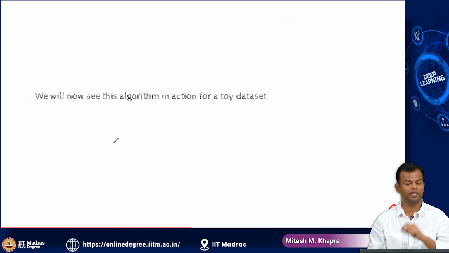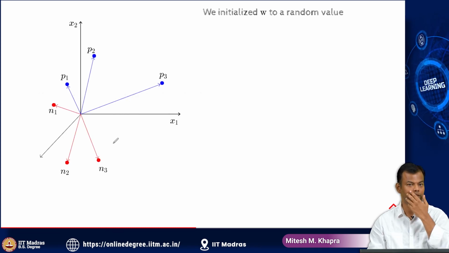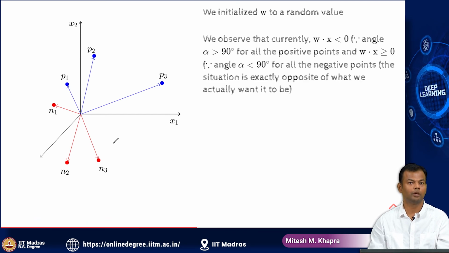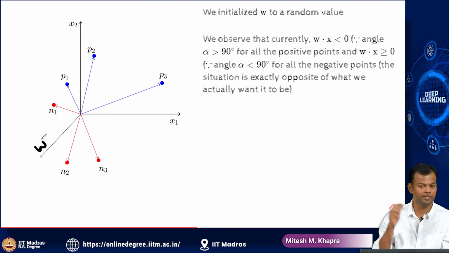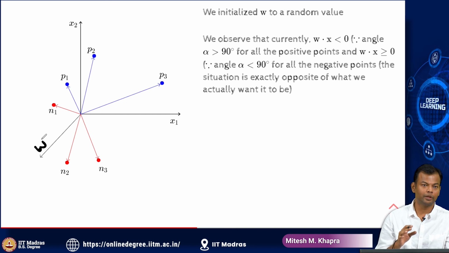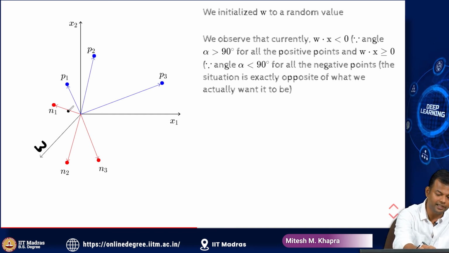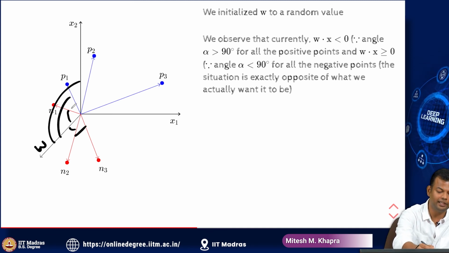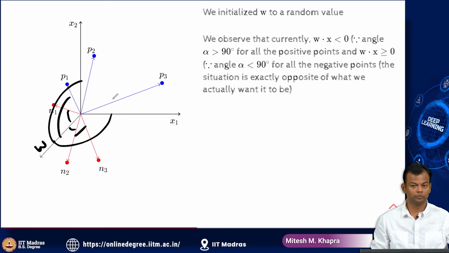So, now let's try to see this algorithm on a toy data set, right? To convince ourselves that the explanation was indeed correct. So, we initialize W to a random value. This is what my W is, I will just initialize it randomly and you will observe that currently my W is exactly opposite of what it should be, right. It has an angle less than 90 degrees with all the negative points and an angle greater than 90 degrees with all the positive points, right. This is exactly opposite of what I wanted, right.